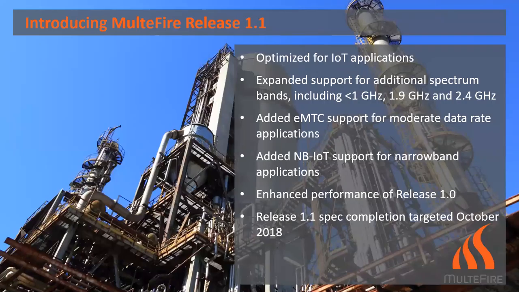Next slide. Now, release 1.1, again, we looked at it as optimized specifically for IoT. It adds additional spectrum bands, such as sub-1 gigahertz, 1.9 in Japan, and 2.4 gigahertz, and also enabling moderate data rate for eMTC and unlicensed band application, as well as narrowband IoT application. We are targeting to finalize it in Beijing next week. So I would assume once everything is done on the technical side in mid-October, we'll start the balloting process, et cetera. So release 1.1 will be ready end of this year or early 2019 to the membership base.